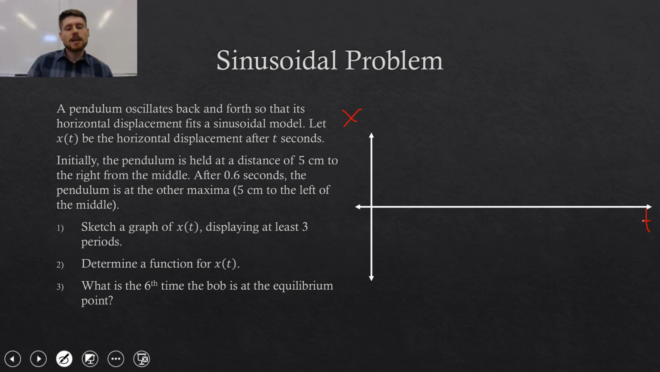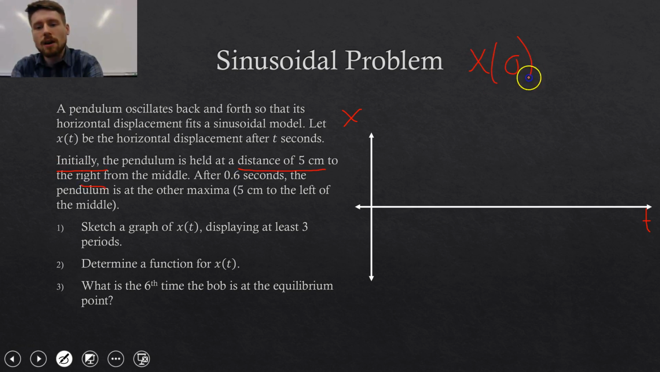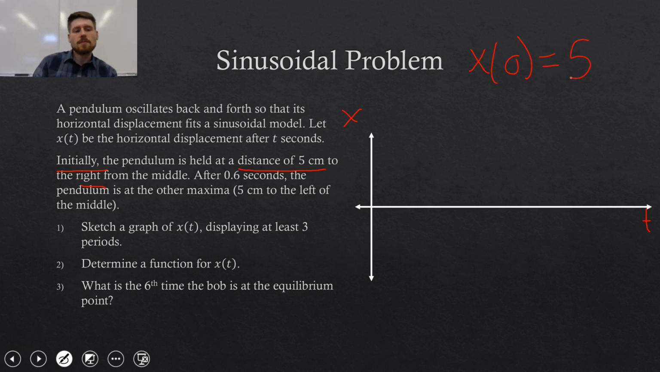Initially, the pendulum is held at a distance of 5. So what that tells us is 5 to the right. So x of 0 equals 5. And it's positive 5 because we're saying it's 5 centimeters to the right of 0. Remember, we said that 0 was the middle, so 5 centimeters to the right is plus 5. So we can start plotting this. We know 0, 5. Here's 5 up here.